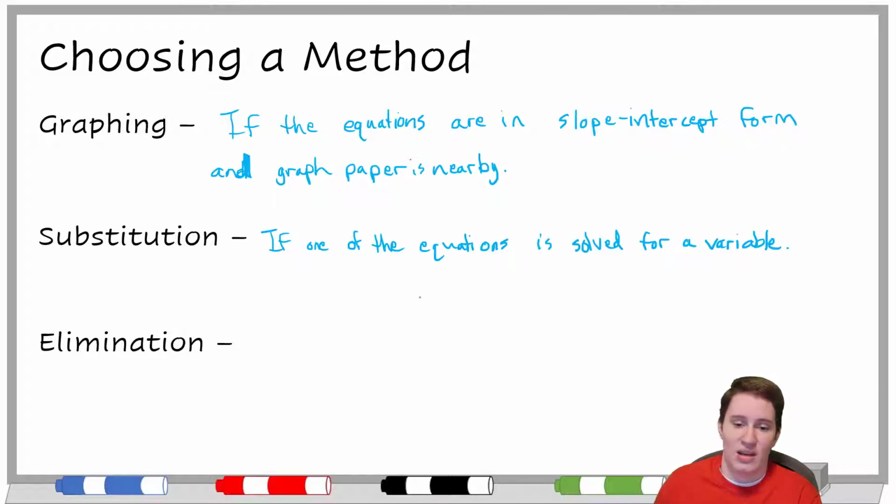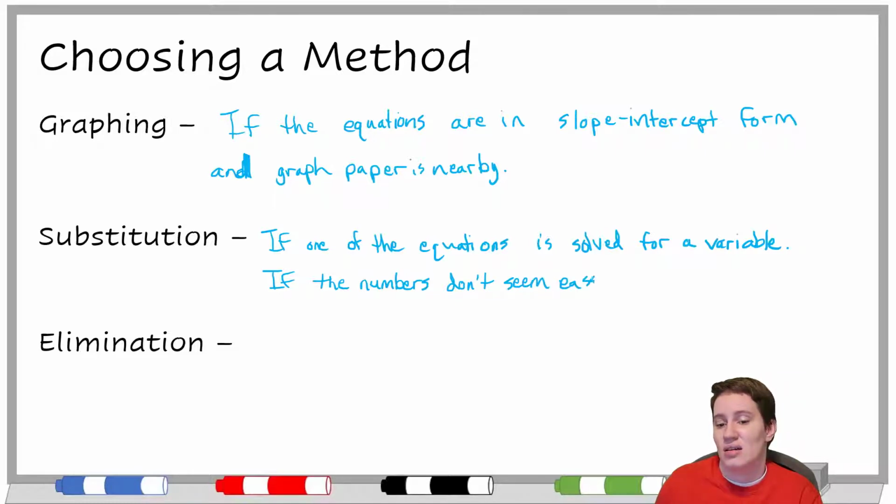The other thing that would make me want to use substitution is if the numbers just don't seem like they'll work out for elimination. So if the numbers don't seem easy to find a least common multiple of, basically, to find an LCM.